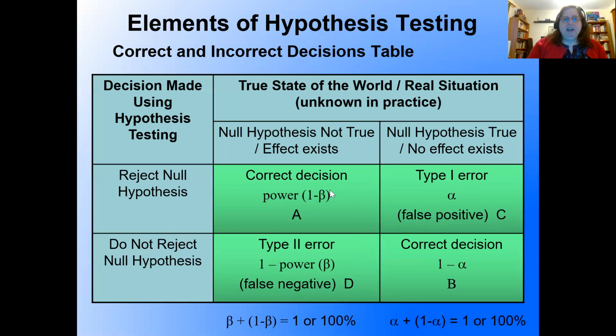I also want to point out that you can see, as I've been talking, that beta plus 1 minus beta equals 1 or 100%. And alpha plus 1 minus alpha equals 1 or 100%. All right, these two have to add up, and these two have to add up to be the complete universe of options, because either in the real world, that's unknown in practice, the null hypothesis is not true, or the null hypothesis is true. We're either living in this land on the left or this land on the right.